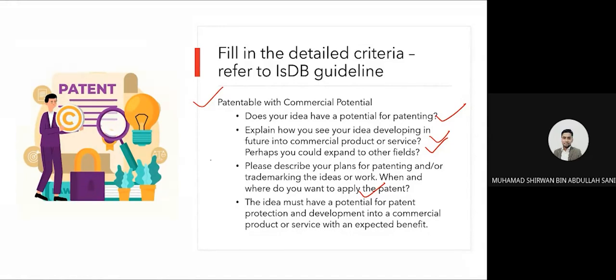Okay, and then the idea must have a potential for patent protection and development into a commercial product or services with an expected benefit. So by securing your idea using patenting, you can ask people to pay when they want to use your idea or your project products in other countries. So that's why ISDB suggests you to have a patent.